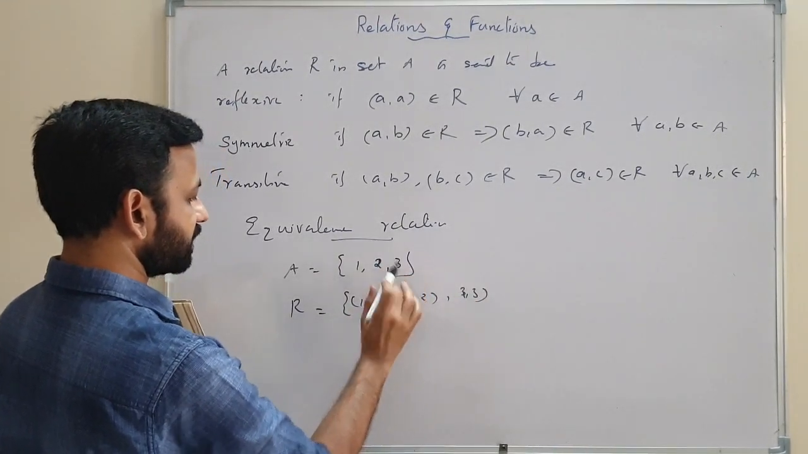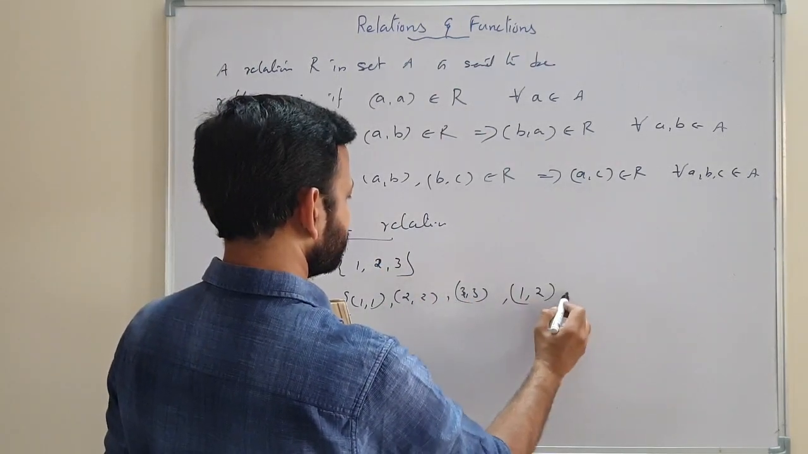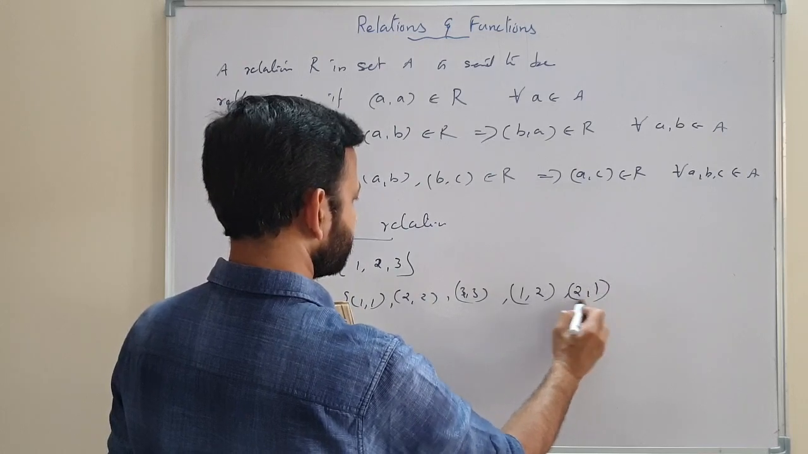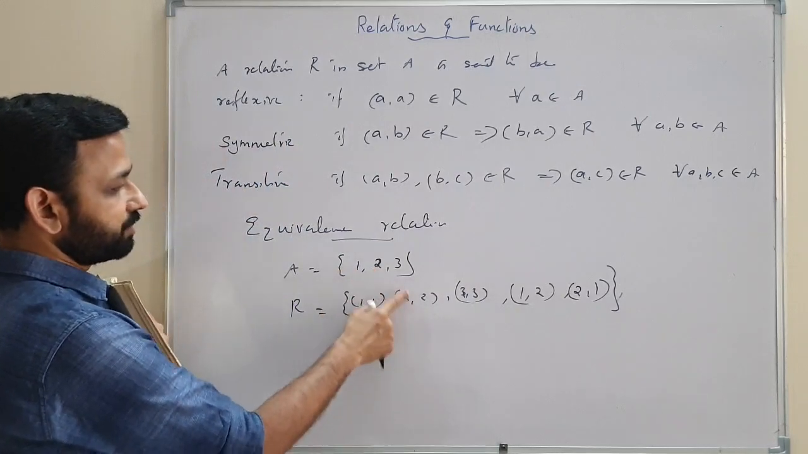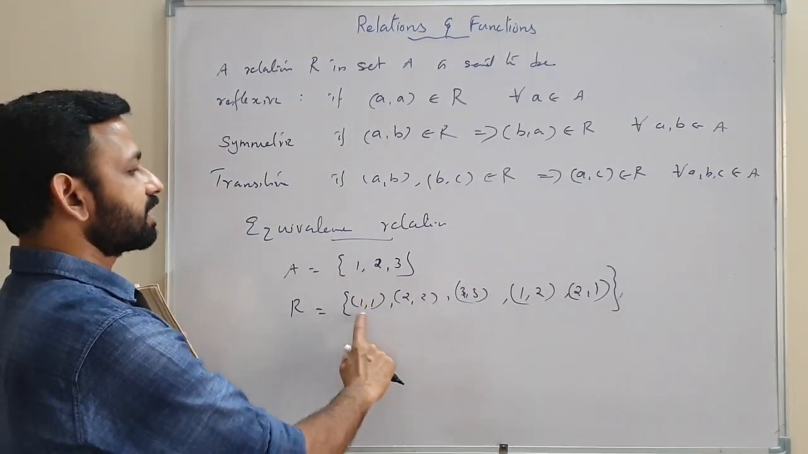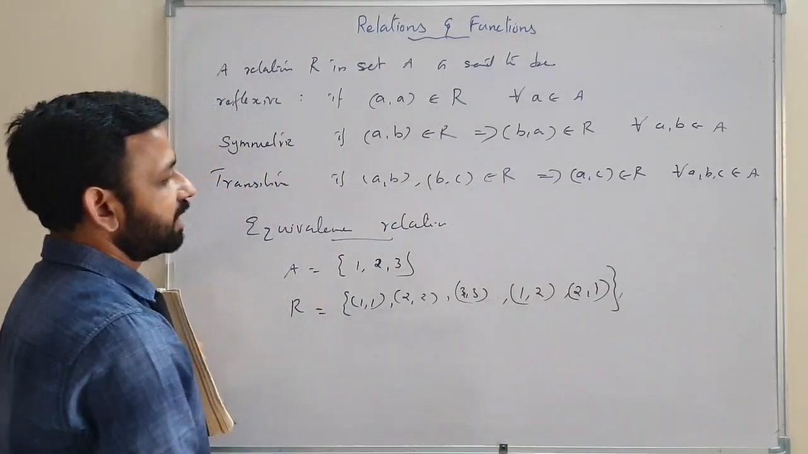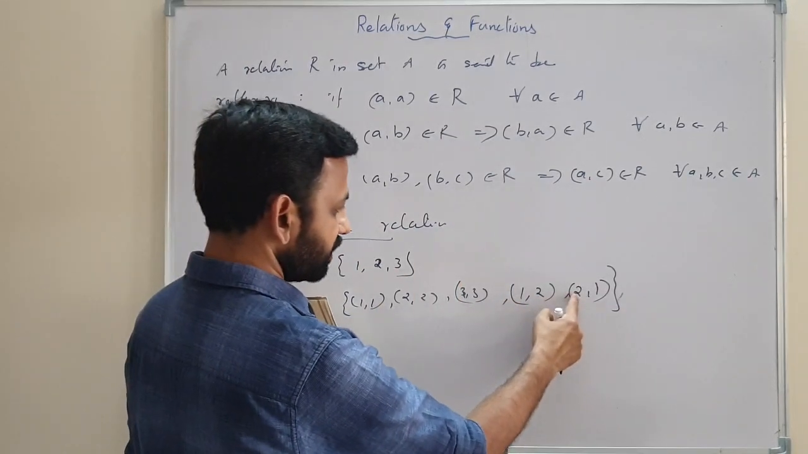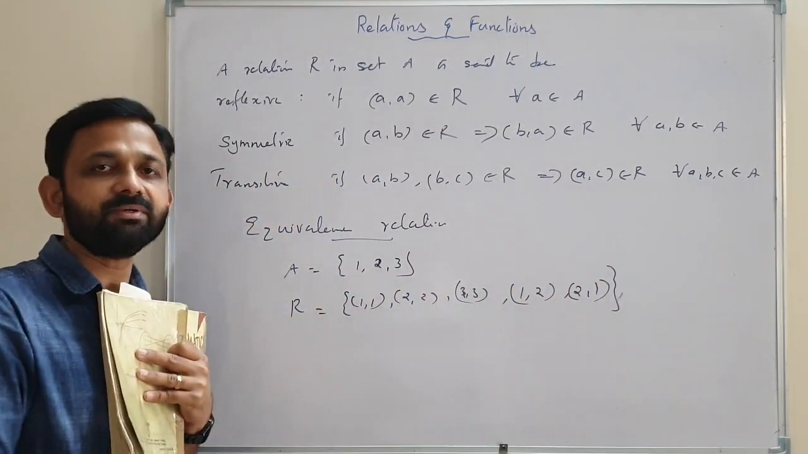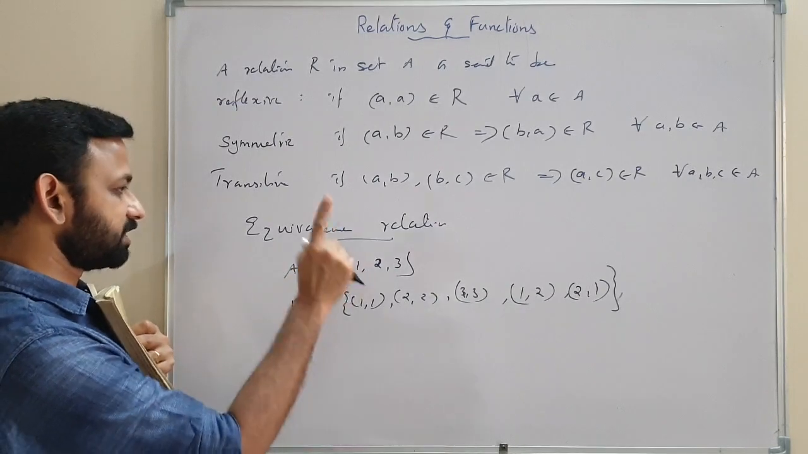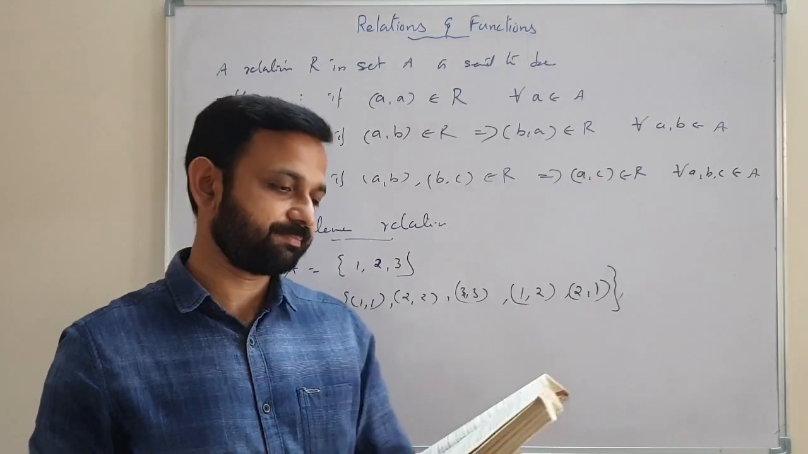Now it is reflexive. Then (1,2), then (2,1). Then (1,1), (2,2), (3,3): reflexive. Here (1,2) is there and (2,1) is there, so symmetric. And for transitive, (1,2), then (2,1), then (1,1) should be there. Yes, we have (1,1). So it is transitive. So this relation is reflexive, symmetric and transitive. So this is an example of an equivalence relation.